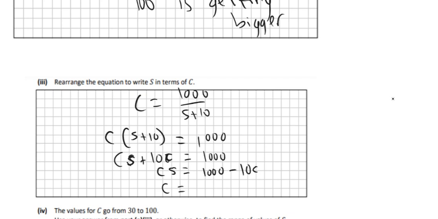So S is equal to, is that right? No, it's the other way. It's the S I'm trying to get. Yeah, right, S in terms of C. So S is equal to 1000 minus 10C all over C. And that's it.